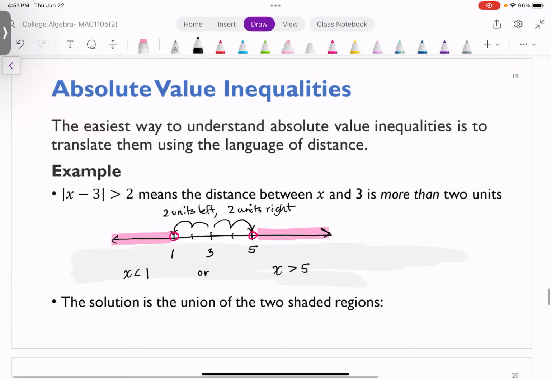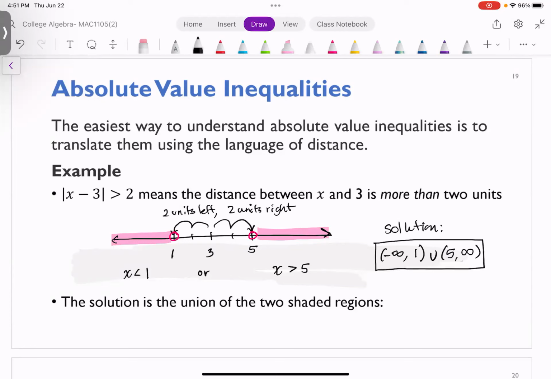In interval notation, that looks like this. I go from -infinity all the way up to 1. And I combine that interval with the interval from 5 to +infinity. The number line and the inequality are just a tool to be able to write the interval notation.